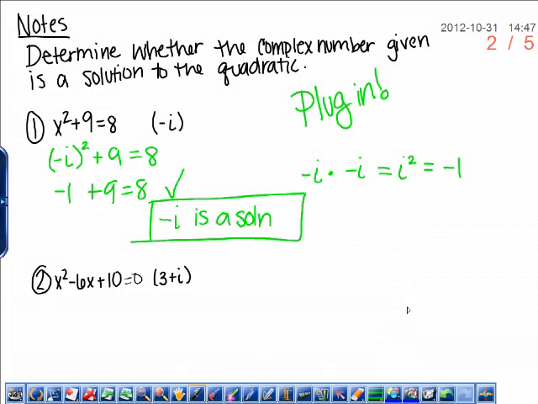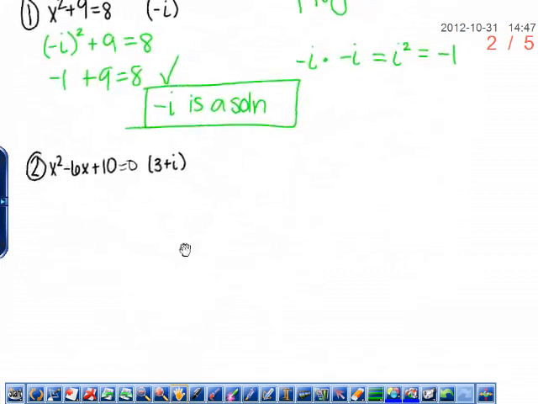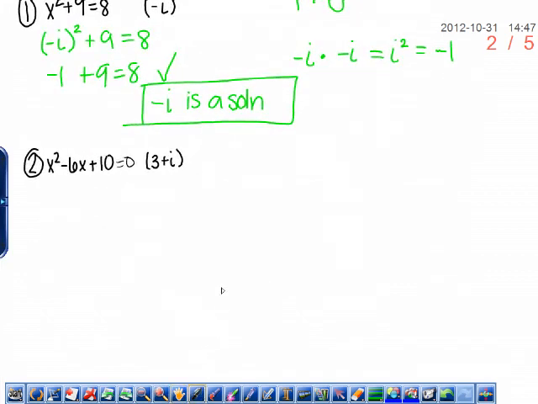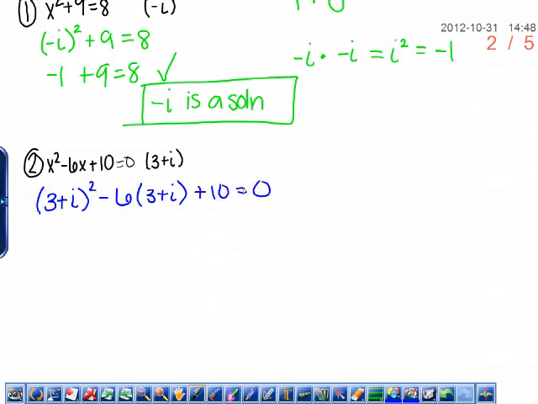It says determine this type. The way this question is worded, you need to say solution or not a solution, because it doesn't say yes or no. Is this a solution? Okay. For 2, we're being asked to test if 3 plus i is a solution. So what are we going to do? Plug in 3 plus i for x. So this is 3 plus i squared minus 6 times 3 plus i plus 10 equals 0.